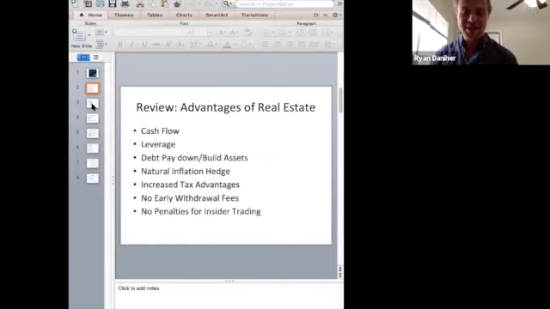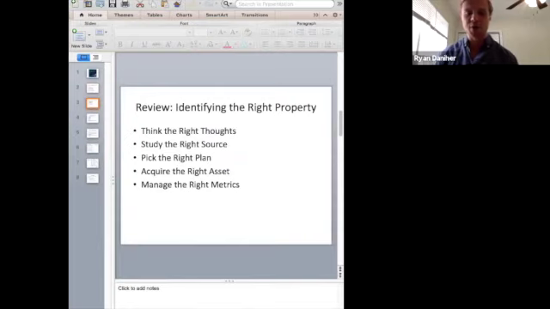So the next thing that we're going to cover is just reviewing identifying the right property. So the first part of that we went over last week was thinking the right thoughts.